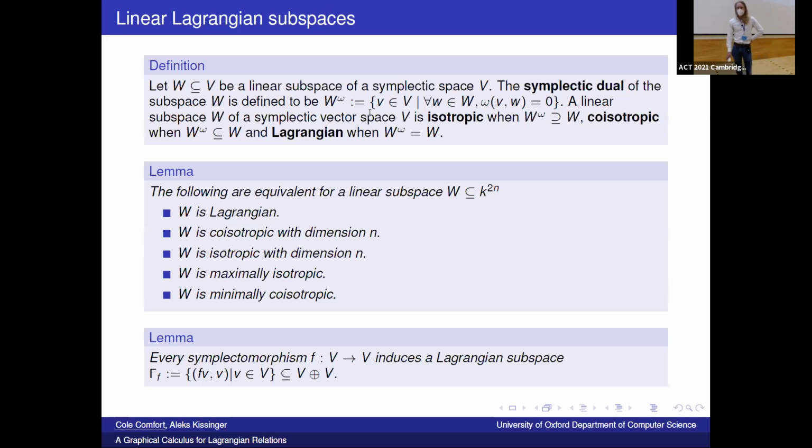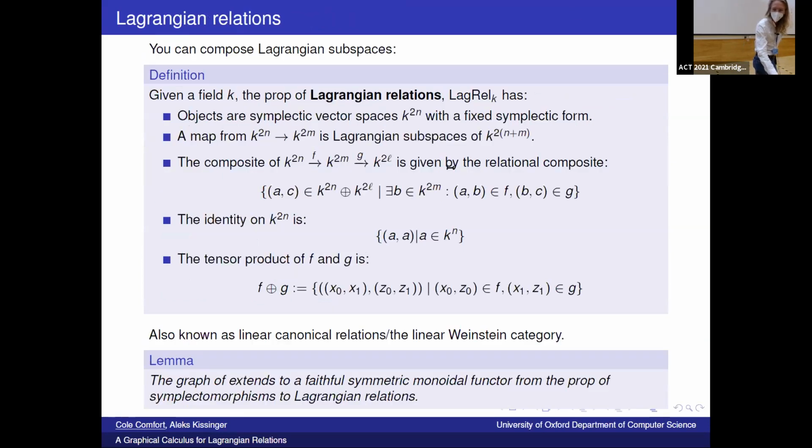Every symplectomorphism induces a Lagrangian subspace given by its graph. So this is what I mean when I say Lagrangian subspaces generalize symplectomorphisms. But even more so, you can compose Lagrangian subspaces in a way that's consistent with the composition of symplectomorphisms. So this is the central category of interest in this talk: the category of Lagrangian relations.